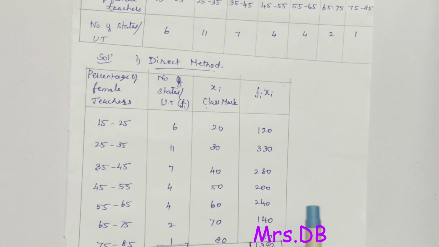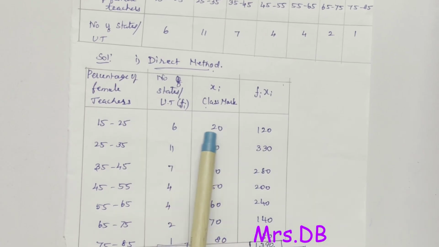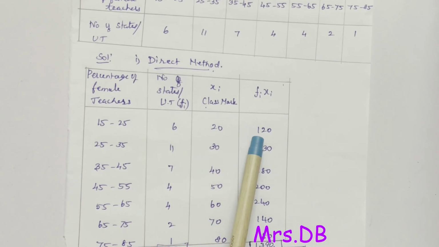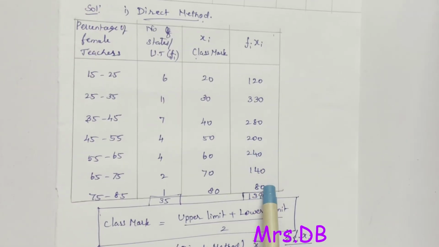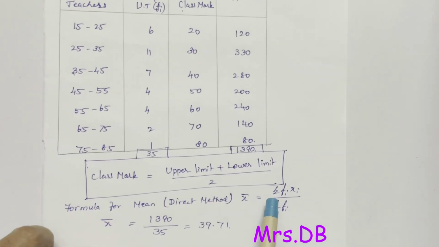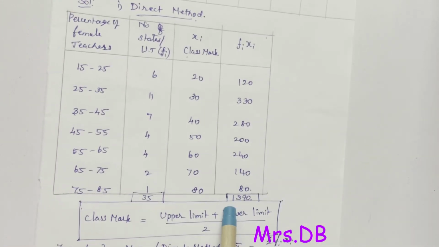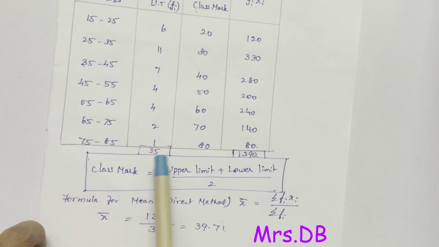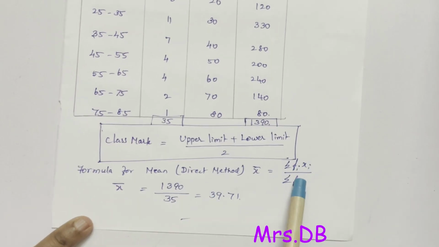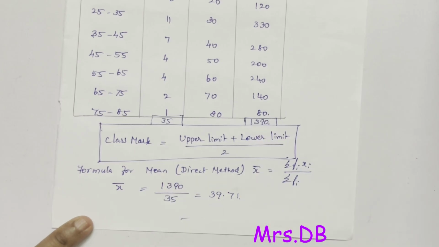And then fi xi. We have to multiply both xi and fi here, and I have written it here. In our formula we have sigma fi xi, so I have added all those values and written it here. Sigma fi is here, sigma fi xi is here. I just substituted these values in the formula and got the answer.